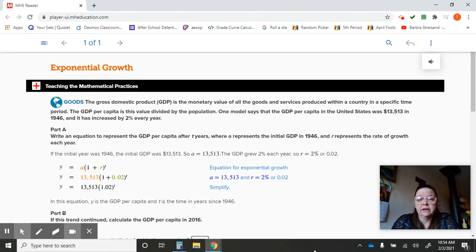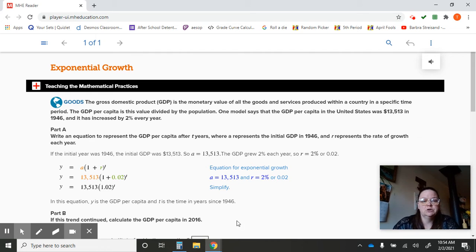The gross domestic product, GDP, is the monetary value of all the goods and services produced within a country in a specific time period. The GDP per capita is the value divided by the population. One model says that the GDP per capita in the United States was $13,513 in 1946, and it has increased by 2% every year.